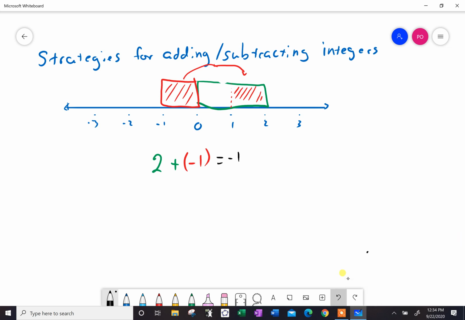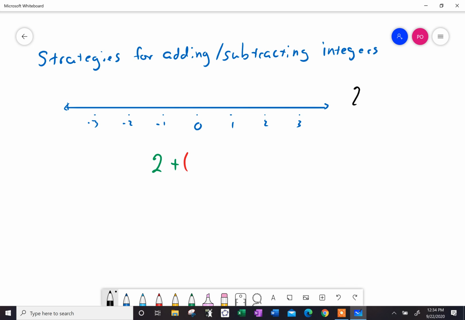So you might say, oh, I'm still a little confused. Let's see. And I'm going to show you a couple of things very quickly. So I said 2 plus a positive 1 equals 3. 2 plus a negative 1 equals 1. Let's take a look at another example.